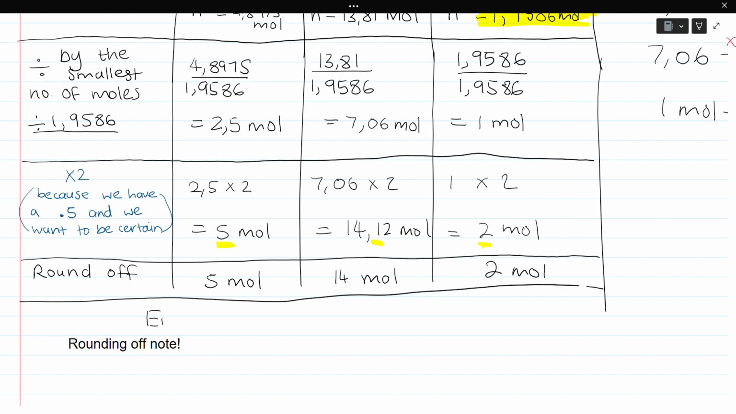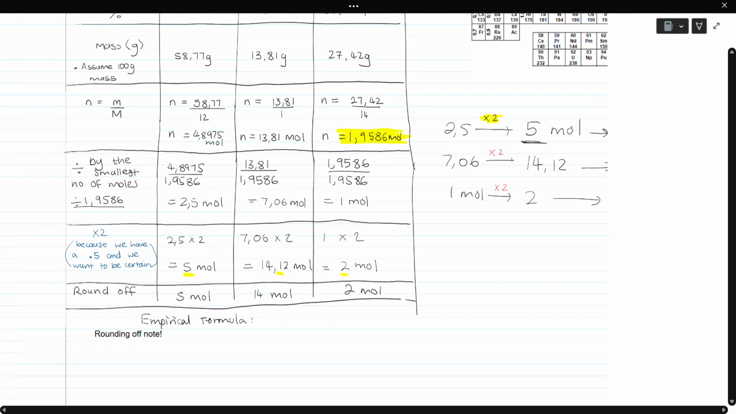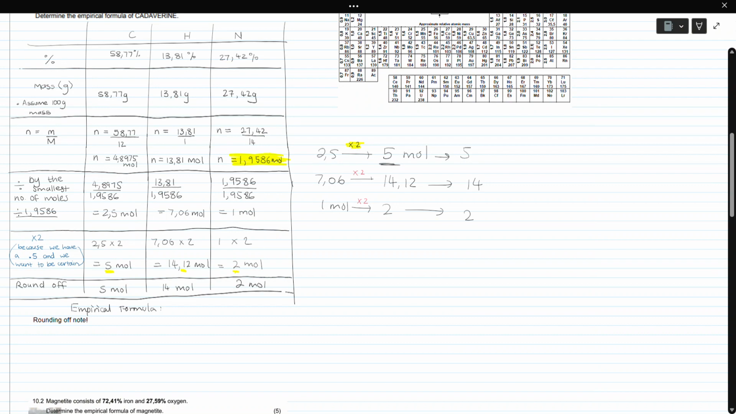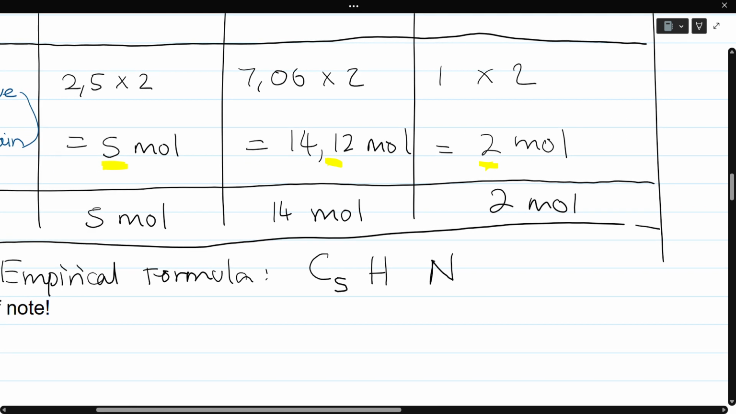So now we can write down the empirical formula as, let's see how we had it in order, C H N, and then we simply add in the subscripts, which is 5, 14, and 2.